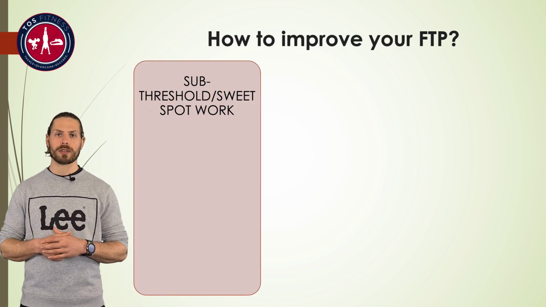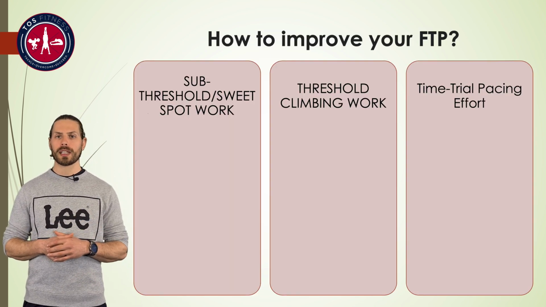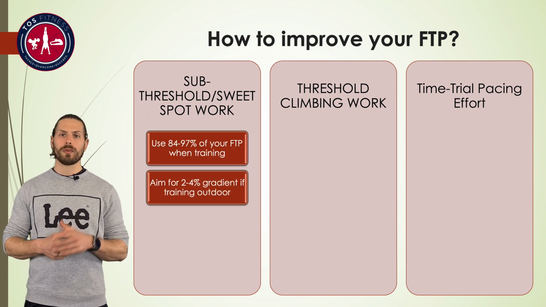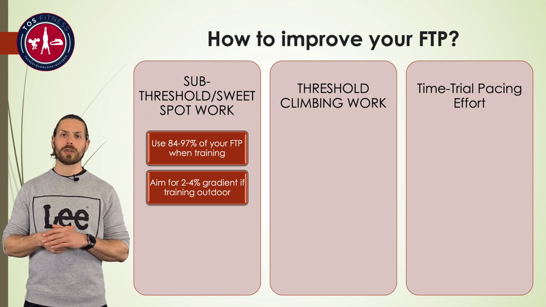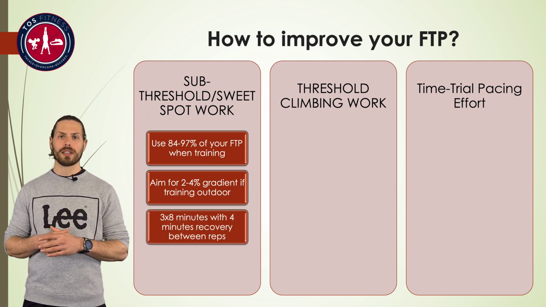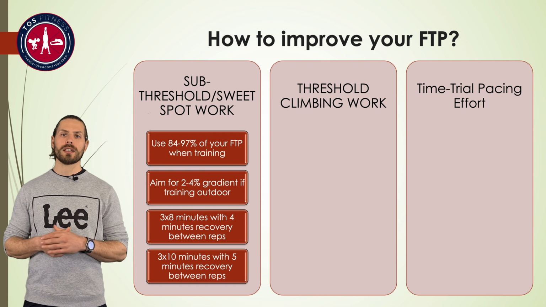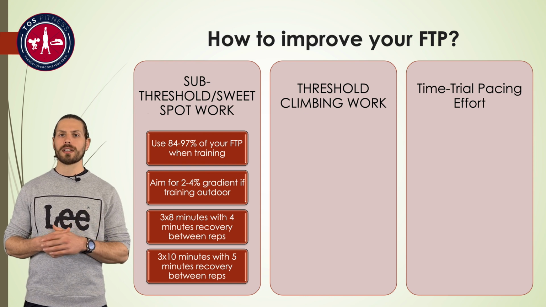There are different training methods if you want to improve your FTP, and one of the most commonly heard about is the sweet spot training, which means that you're going to be using between 84 and 97% of your FTP when training. Don't forget to aim for a 2 to 4% gradient if you're training outdoors, and then you can start your training with 3 times 8 minutes intervals with 4 minutes rest in between and work your way up, and then you can introduce longer intervals like 3 times 10 minutes with a 5 minutes rest in between them.